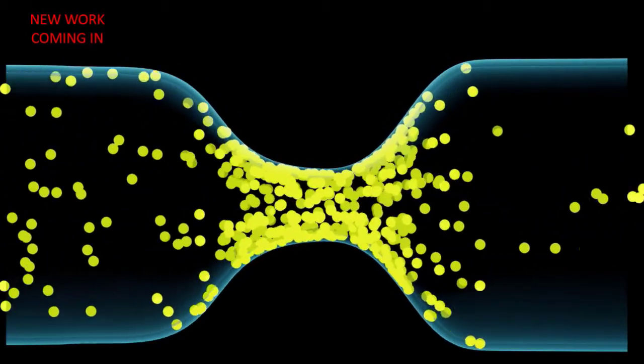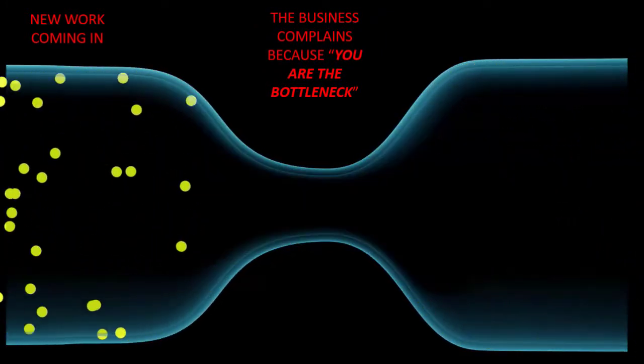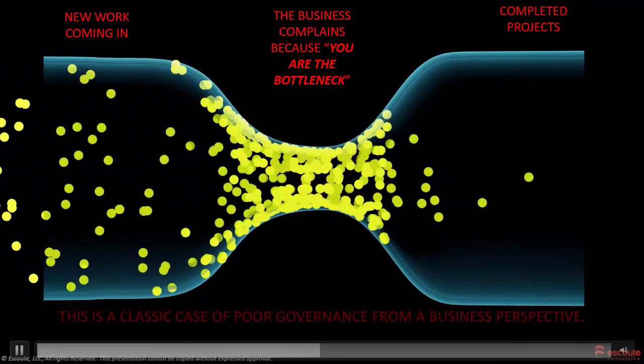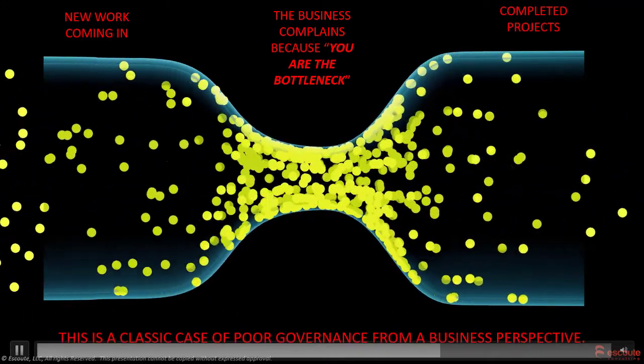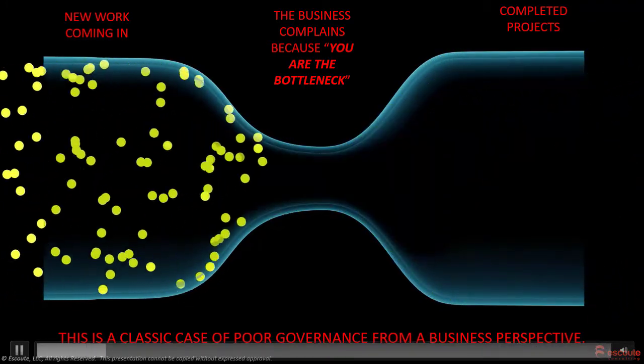Of course, you have new work coming in, and the business is complaining because you are the bottleneck, and then, of course, you have projects or completed projects coming out the other side. This is a classic case of what I call poor IT governance from a business perspective.